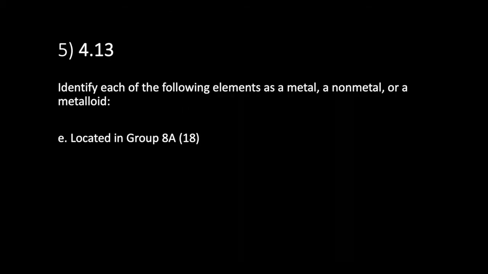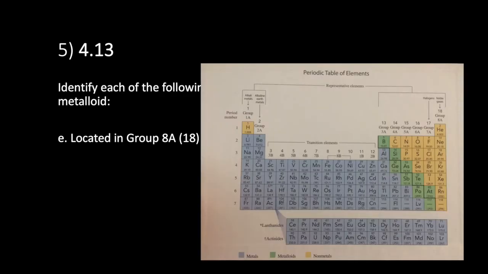For E, it says located in group 8A. That could also be called group 18. Now group 8A or group 18 is on the far right, and you notice that all of the elements here are yellow. In other words, they're all nonmetals. So it doesn't matter which element you choose in that group, they are all nonmetals. And that would be the answer for E.